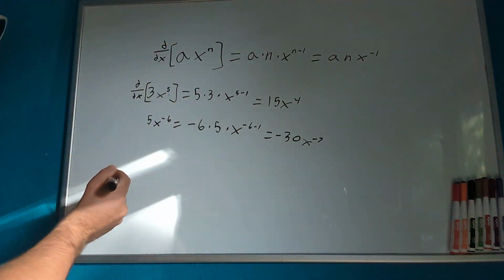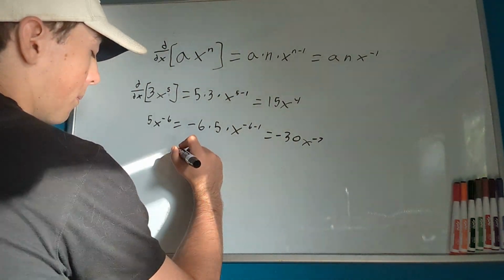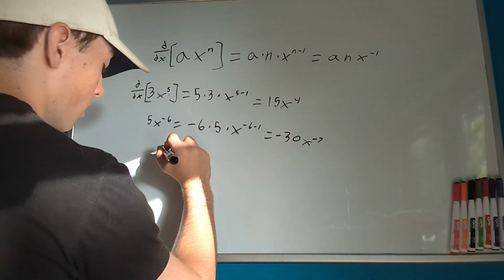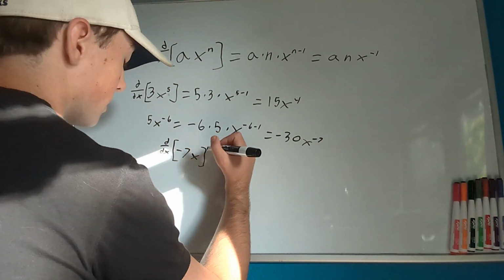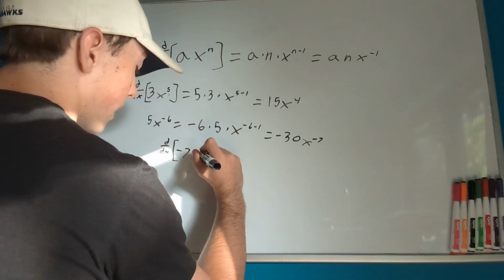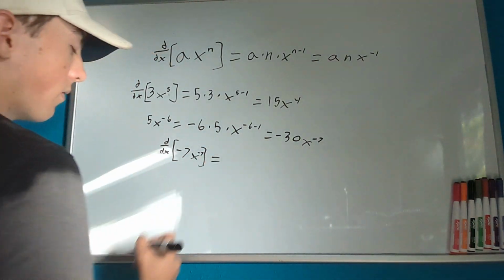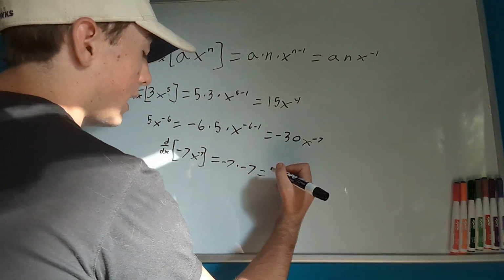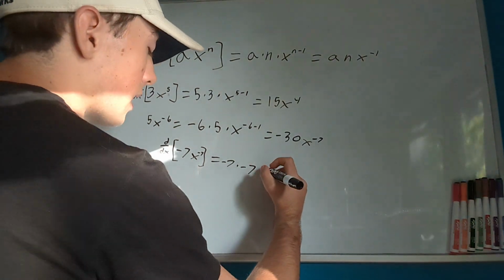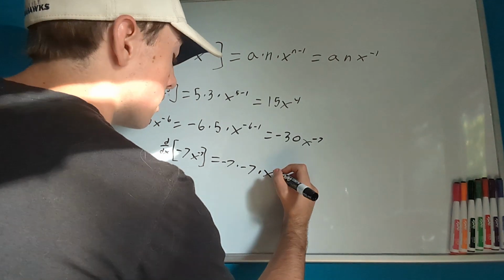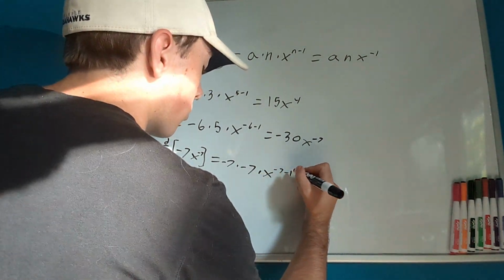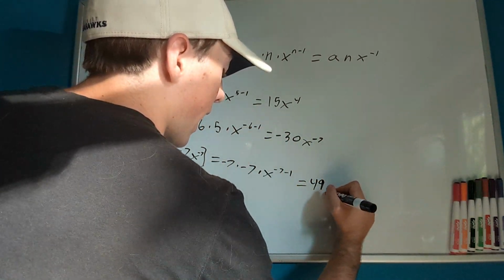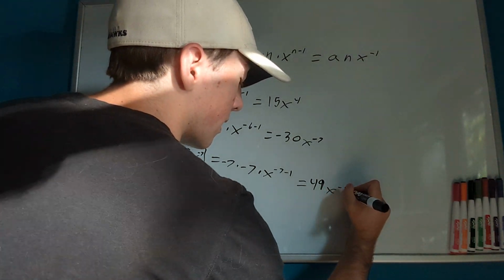Let's do one more example. Let's do the derivative of negative 7x to the negative 7. So for the derivative of this, we take down the negative 7, so negative 7 times negative 7, times x to the negative 7 minus 1. Well, this equals negative 7 times negative 7 is 49, x, negative 7 minus 1 is negative 8.